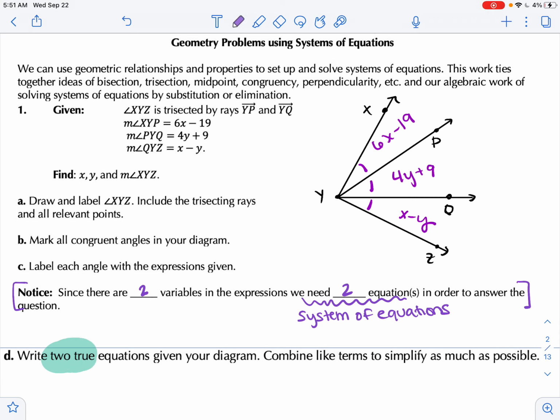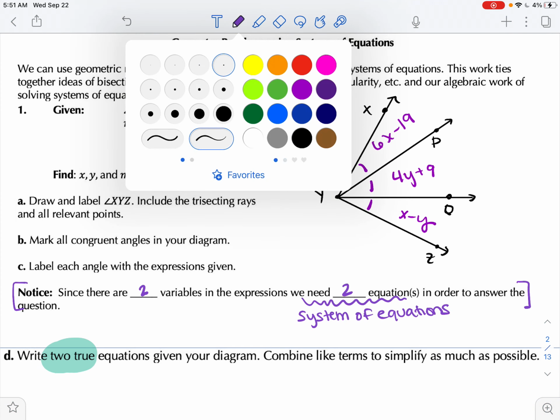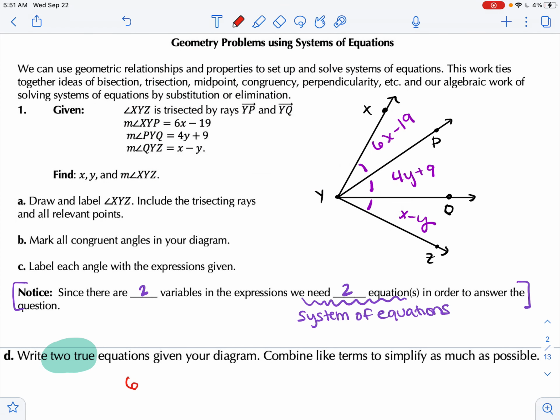I want to start off by doing this in my favorite wrong way. We're really quick to add up all angles. So the 6x minus 19, the 4y plus 9, the x minus y. We're really quick to add up those angles because we know that makes the larger angle. But what the heck do I set that equal to? There's no value. I don't know what the measure of that big angle is. And we're told to write an equation, so we have to have an equal sign.